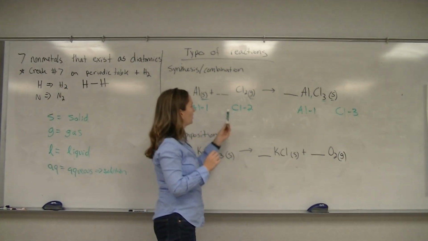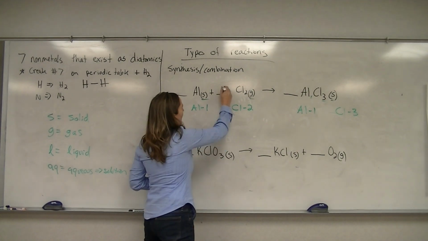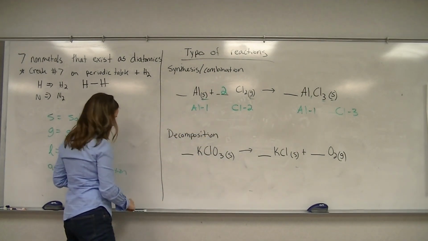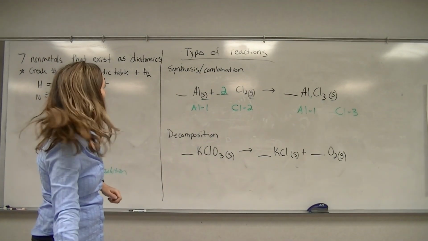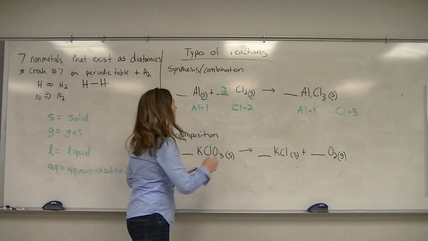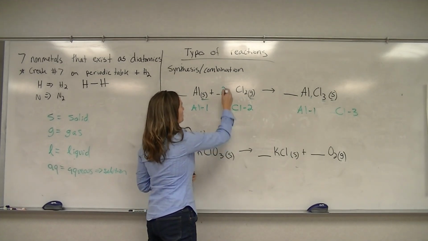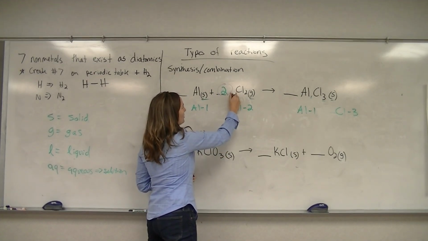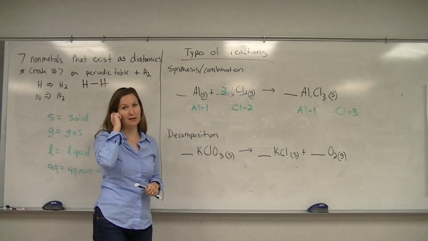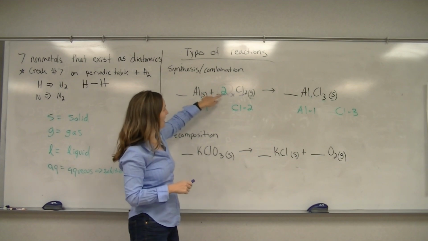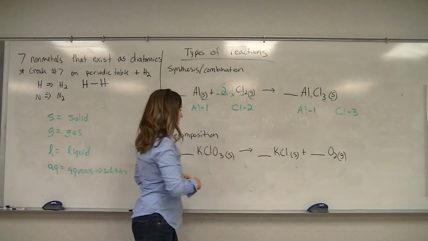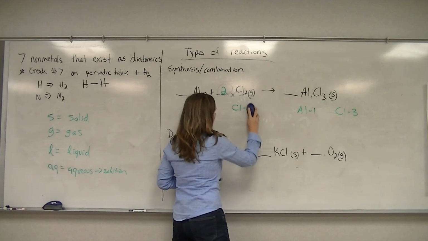So I need more chlorines. So if I go ahead and put a 2 here, what that does is it makes me have 4 chlorines. So how do I know that? To figure out the total number of atoms, you take the coefficient and you multiply it by the subscript on that element or atom. So what I'm doing to figure out I have 4 is I'm taking 2 and multiplying it by the subscript of 2. So that now tells me I have 4.